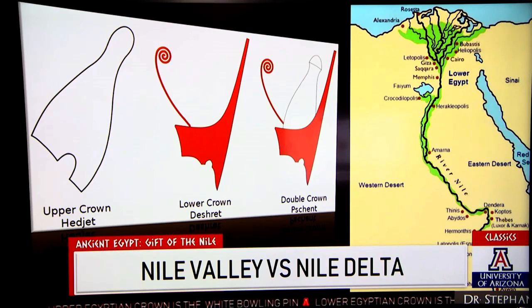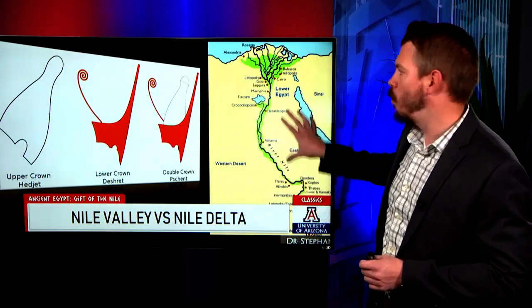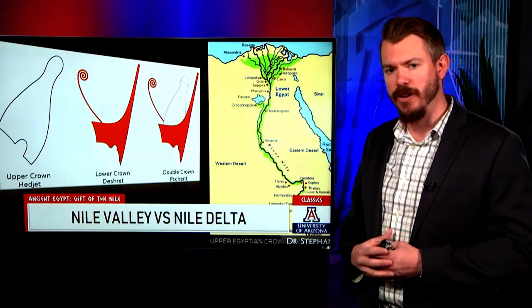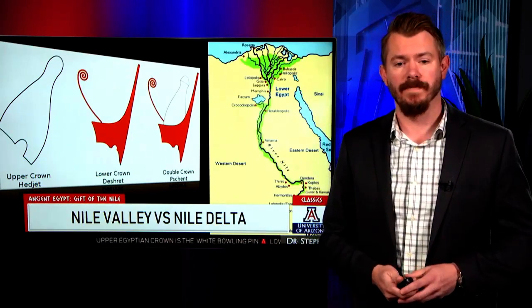And so what we can end up seeing is that early on, we see only kings with one type of crown, and then through the unification of these two different areas, we see the combination of both of those.